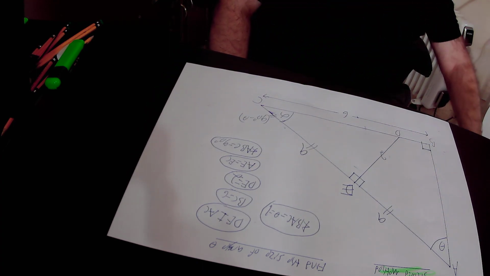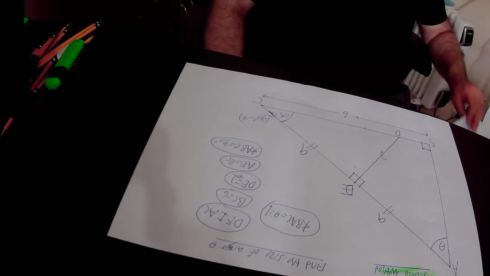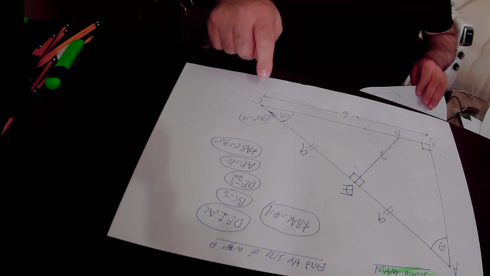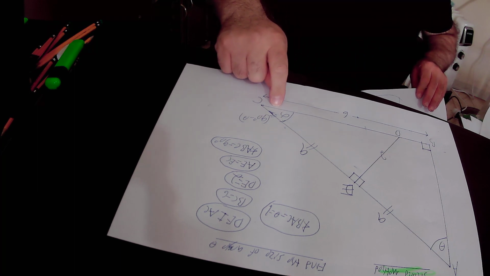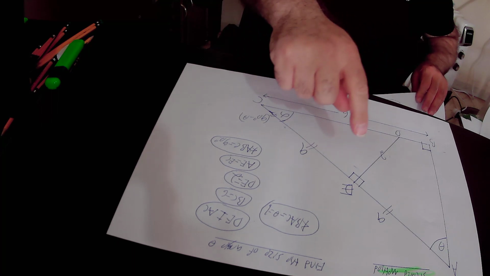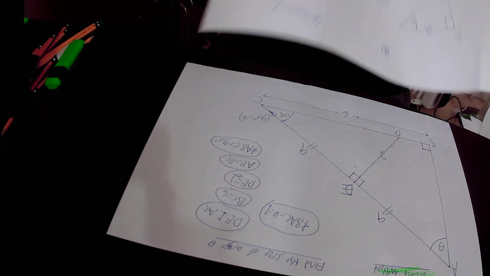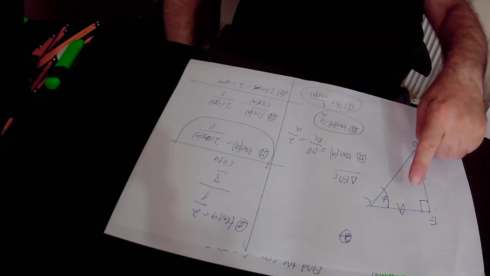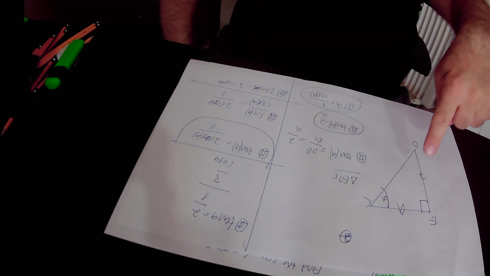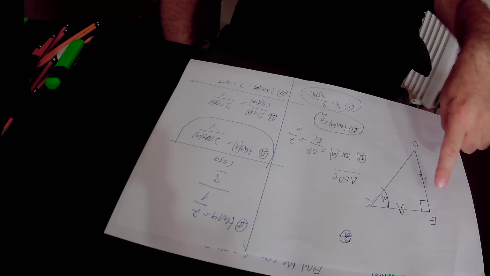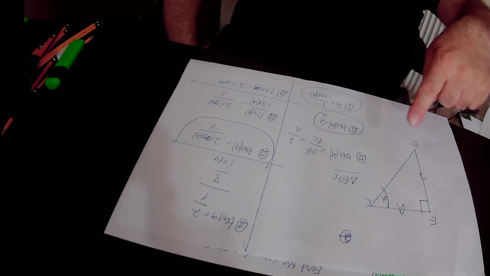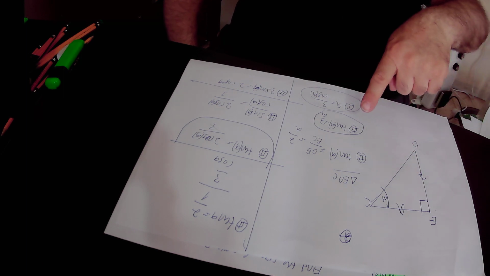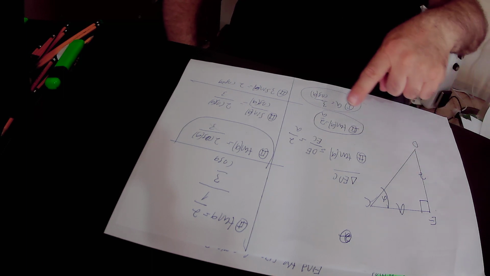Then we focus on the right triangle EDC. In this right triangle, tangent alpha will be equal to DE over EC. In the right triangle EDC, tangent alpha will be equal to DE over EC. DE equals 2 and EC equals A. So in conclusion, tangent alpha in the right triangle EDC equals 2 over A.